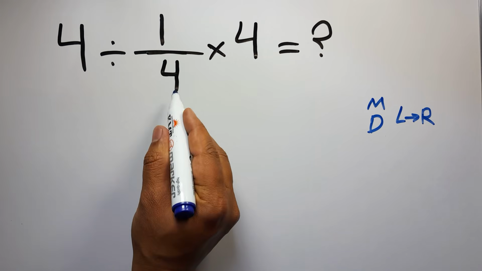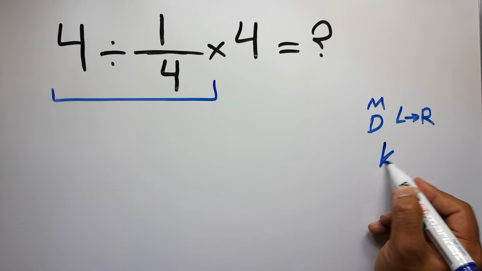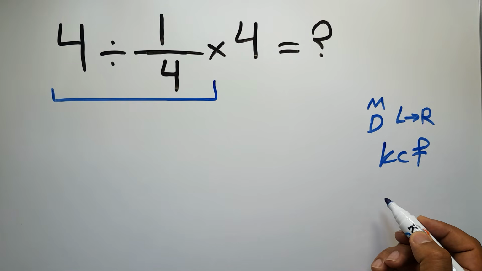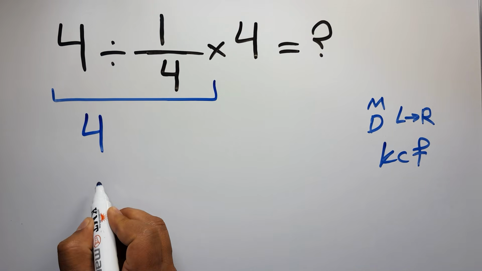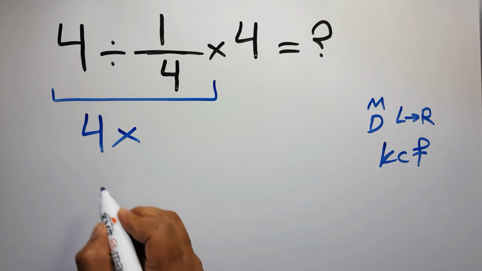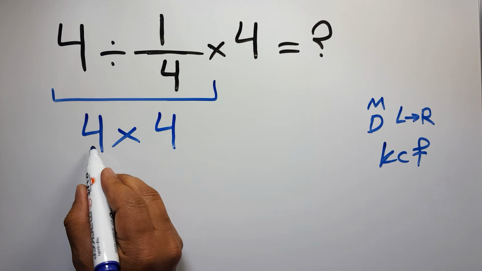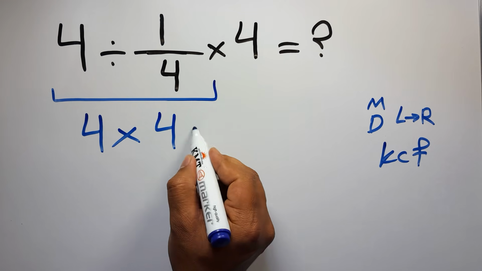4 divided by 1 over 4. According to the KCF rule, K stands for keep, C stands for change, and F stands for flip. We can write keep the first fraction, change division to multiplication, and flip the second fraction. So 4 times 4. And again here we have times 4.